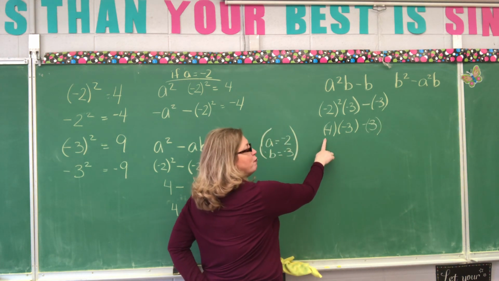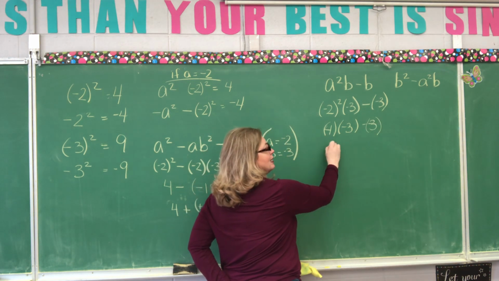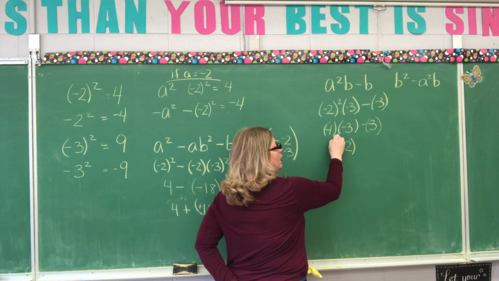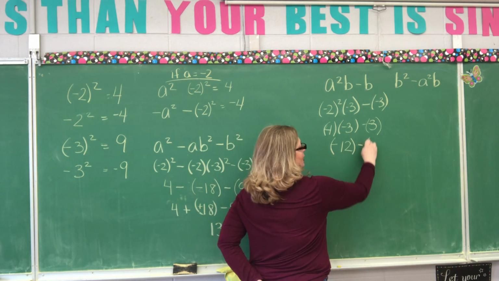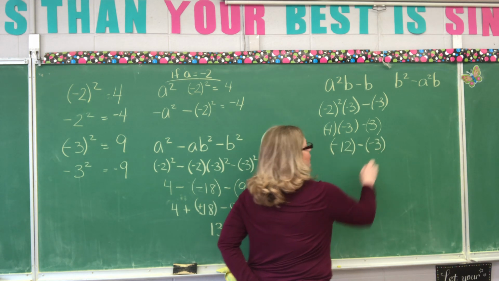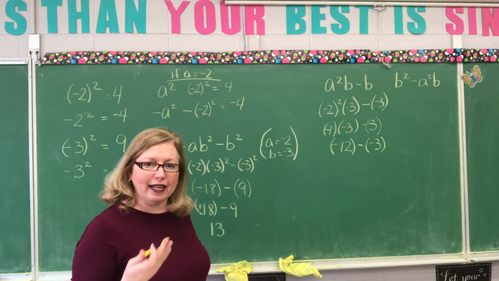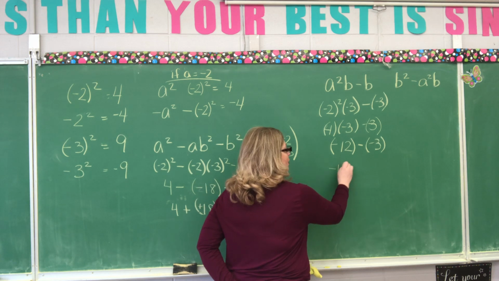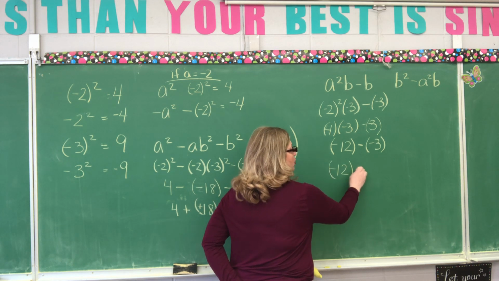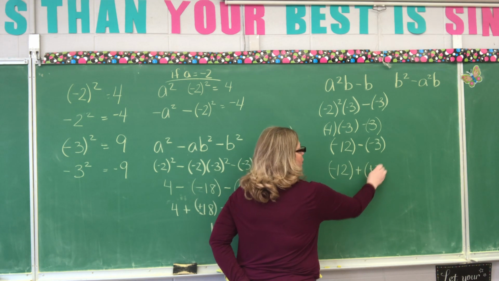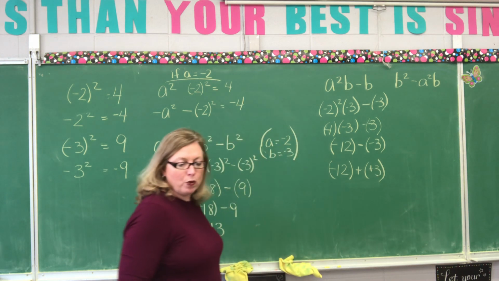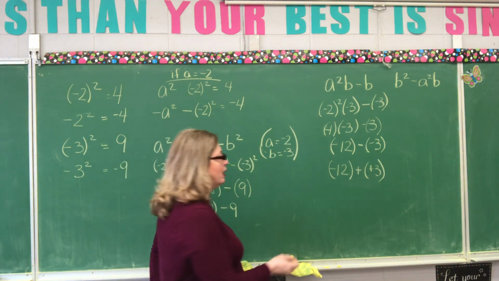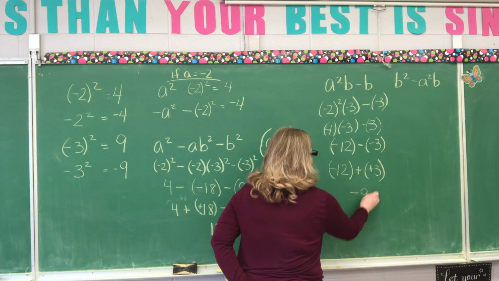Okay, but I have positive 4 times negative 3 is a negative 12. Negative 12 minus a negative 3. Now again, I cannot subtract a negative number, so I have to change my sign. So I have negative 12 plus a positive 3. So negative 12 plus a positive 3 is a negative 9.